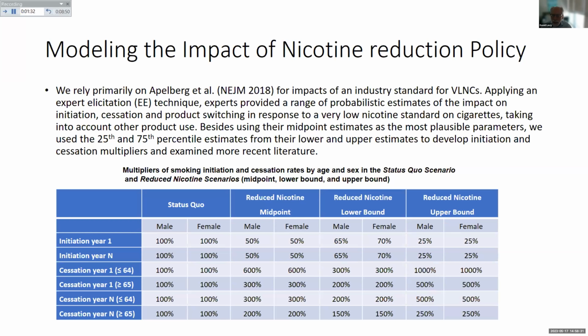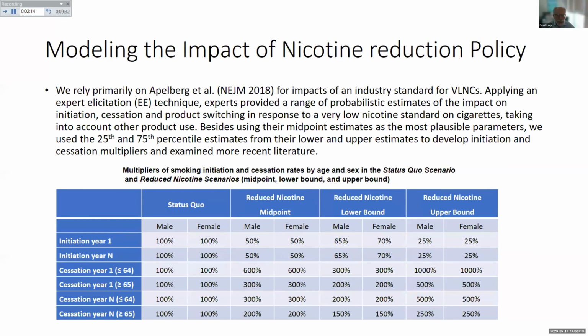We rely primarily on their midpoint estimates as the most plausible parameters. We also use their 25th and 75th percentile estimates for lower and upper bounds to develop the initiation and cessation multipliers. So basically, here are our modifications to the initiation and cessation probabilities that were in the status quo model. Status quo, everything's kept at 100% by definition.